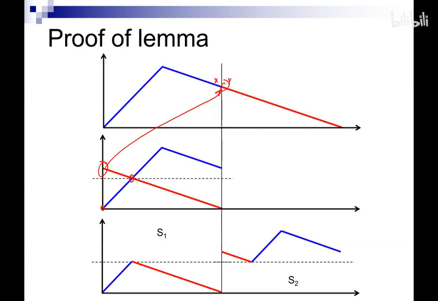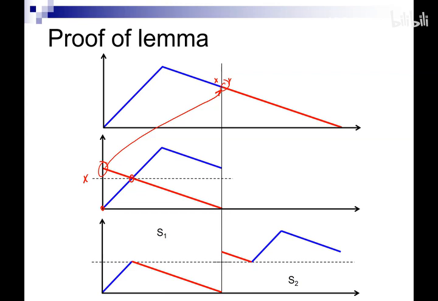The last part of the claim was that everything in S1 is less than or equal to everything in S2. This is true because everything in S1 is less than or equal to this intersection point, let's call that X. So everything in S1 is less than or equal to X, and everything in S2 is larger than or equal to X. Therefore all of S1 is less than or equal to all of S2. So that shows the main claim about forming a bitonic split out of a bitonic sequence.